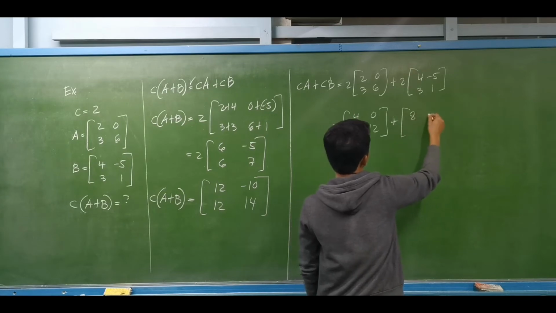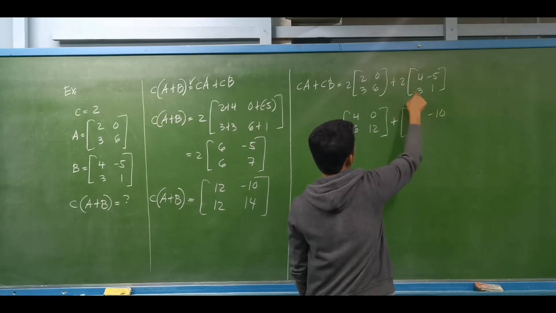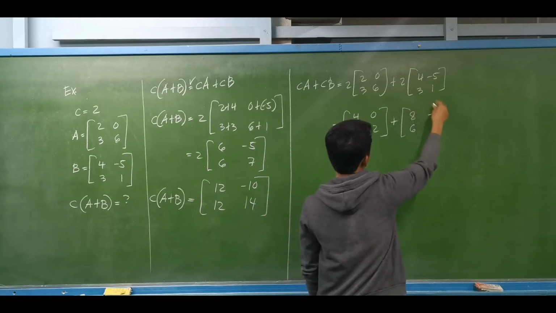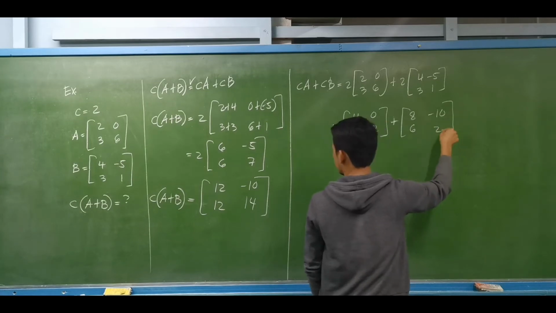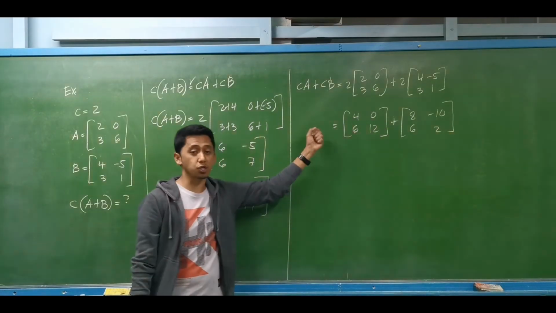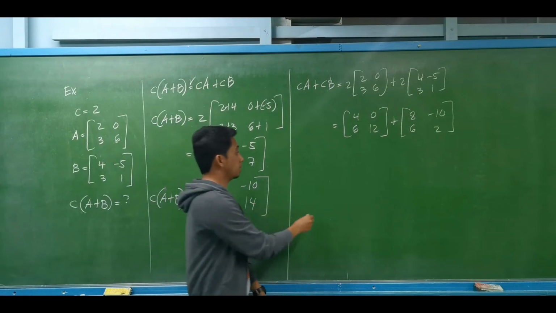This is 8, negative 10. 2 times 3 is 6. 2 times 1 is 2. So we are now to add the corresponding elements from the two matrices.